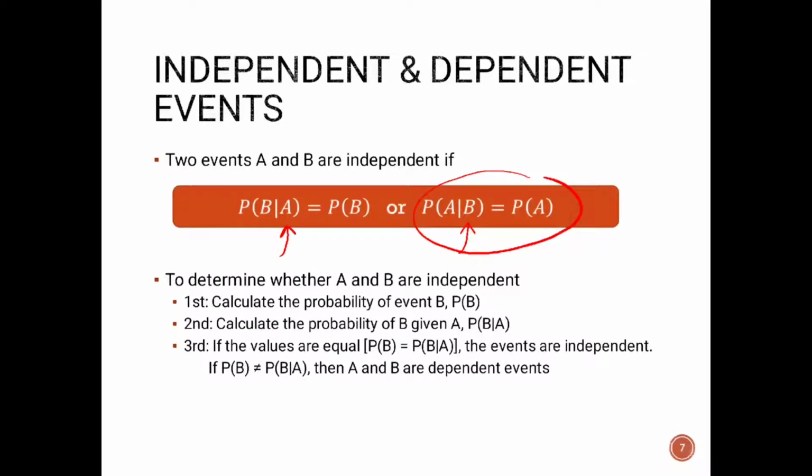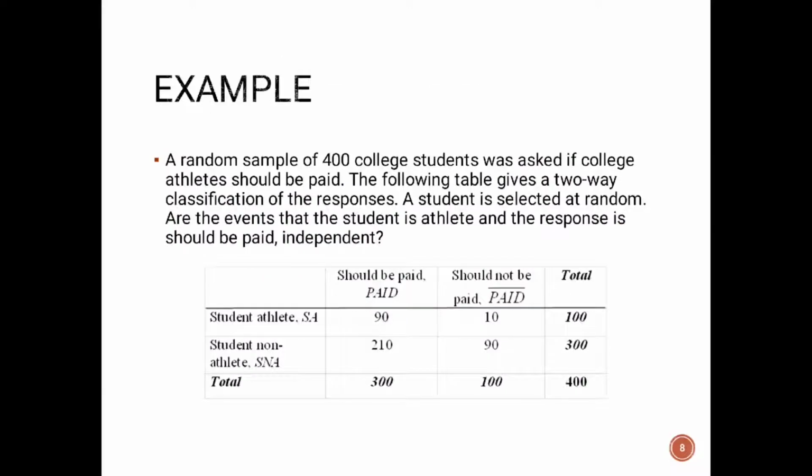Okay, to determine whether A and B are independent, calculate the probability of event B, calculate the probability of B given A. Okay, if the values are equal, the events are independent. If the values are not equal, then A and B are dependent events. Well, let's see by example.